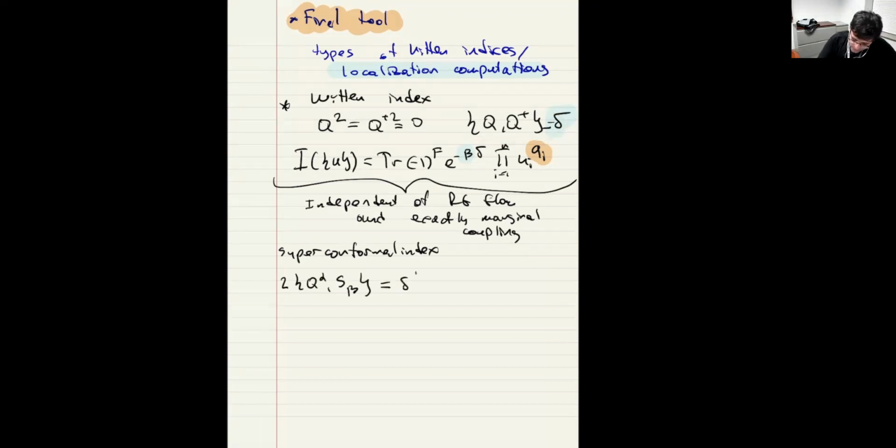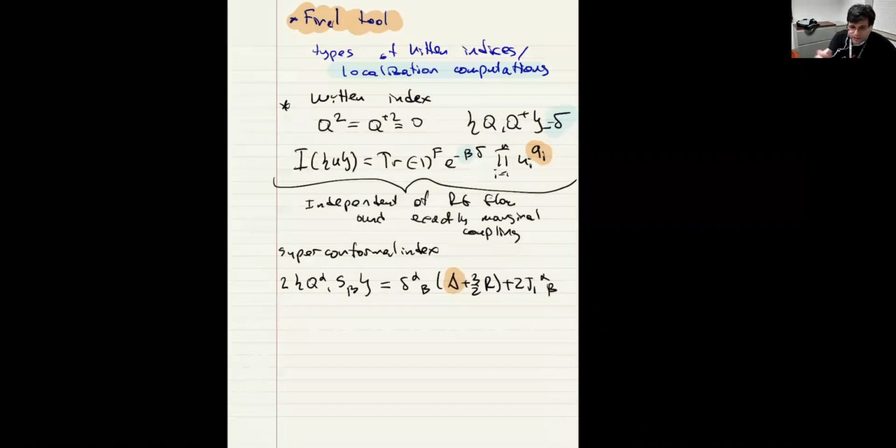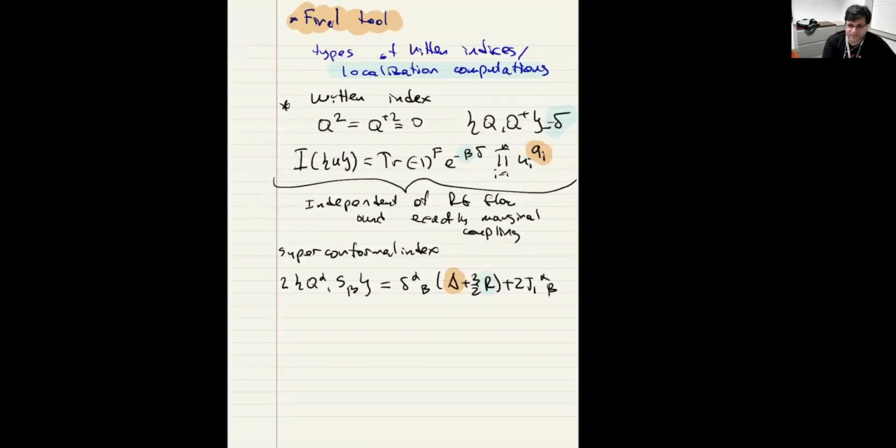This is equal to delta_{alpha beta} times (delta + 3/2 R) plus 2 J_1 alpha beta, where delta is the scaling dimension, the dilatation operator. R is the main hero of our lectures: it is the R-symmetry in the superconformal algebra. And these J_1, and there is another one, J_2, are the generators of the SU(2) times SU(2) Lorentz symmetry of our space.